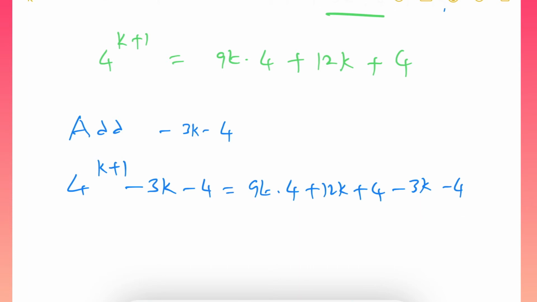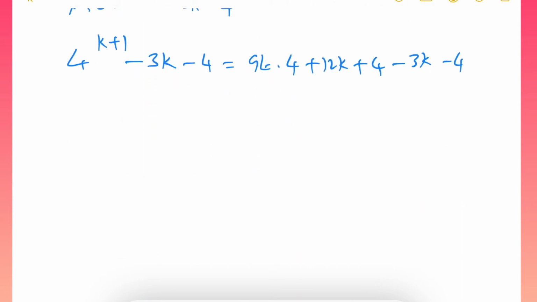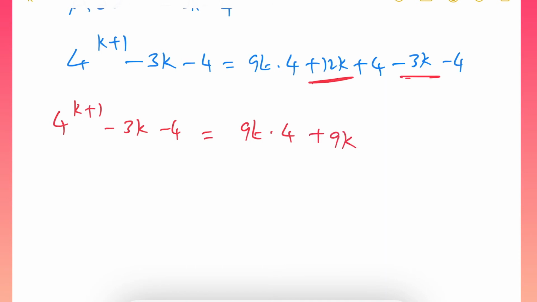Okay, now let us simplify this. Now I don't have any work with this LHS, so I'll keep the LHS as it is: 4 power k plus 1 minus 3k minus 4, which equals 9 into 4. I won't do anything, I'll just keep it like that. Next, plus 12k minus 3k will become plus 9k, plus 4 minus 4 cancel. So now I don't have any work with the LHS, so I'm going with the RHS now.